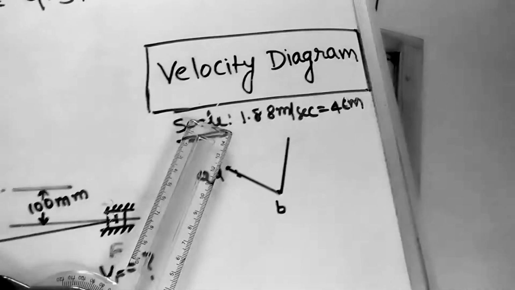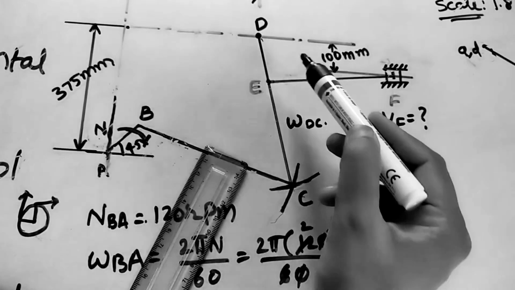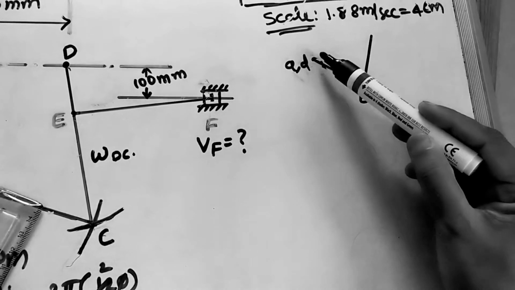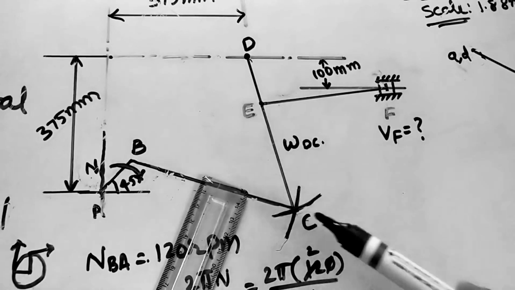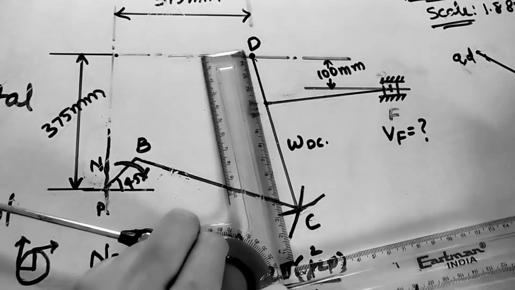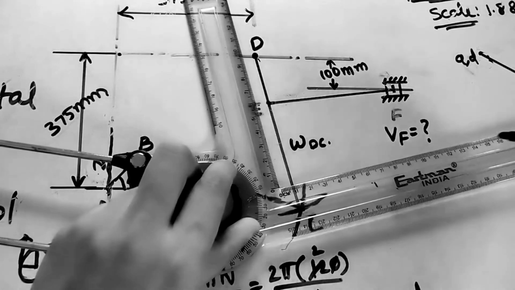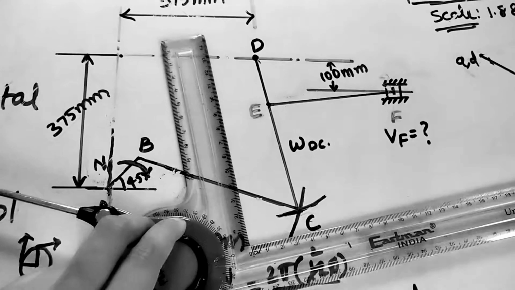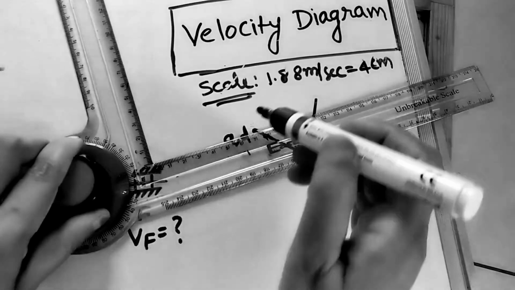So how much length we don't know. After that, D also we know. After doing this line, we know D here. So from DC link, DC is passing from D. Just take the velocity of this link by fixing the drafter scale here. This scale will show the velocity of DC link. So here from D, do the line here.